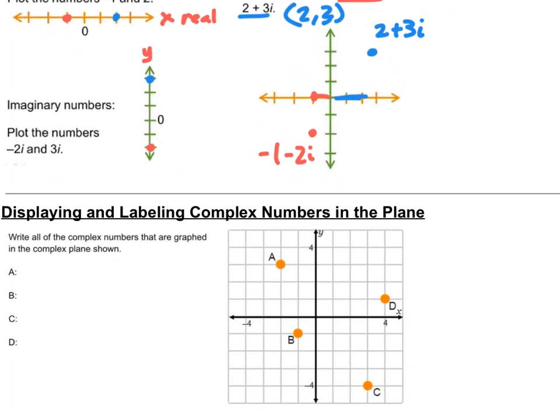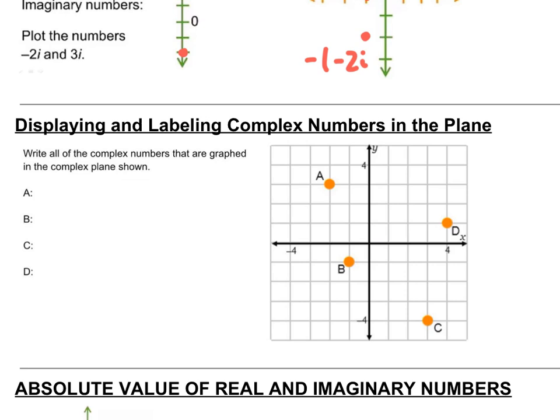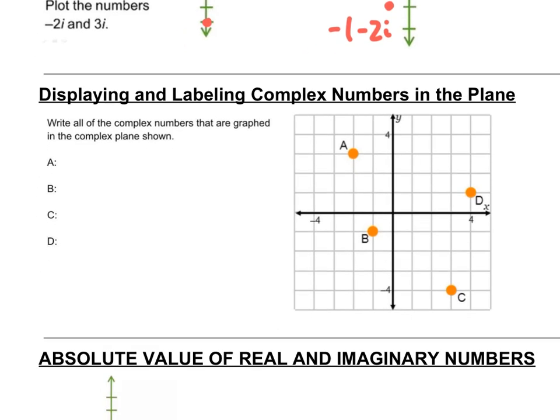So, let's come over here and display and label complex numbers in the plane. Point A would be over 2, up 3. So that would be negative 2, so this would be the point negative 2 plus 3i, knowing that this is a complex plane.